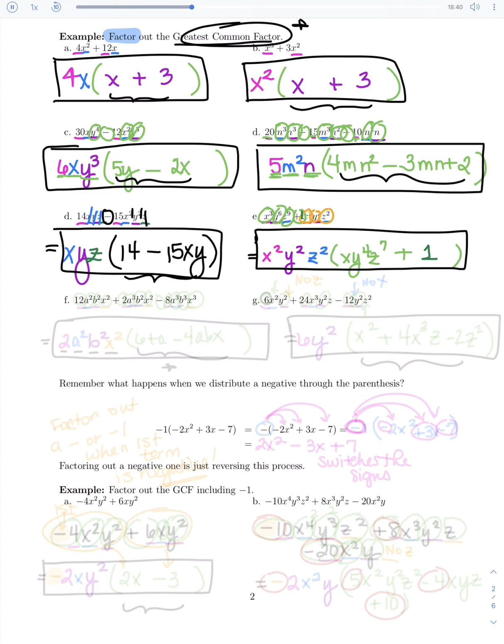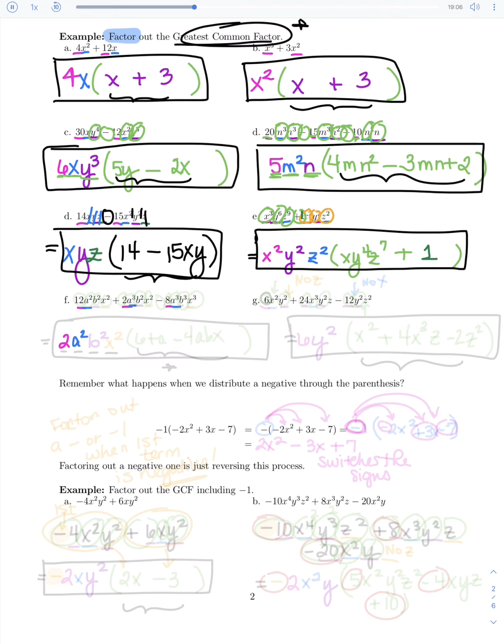In problem F, let's take a look at F, and let's talk about the numbers first. We've got a 12, a 2, and an 8, which are all divisible by 2. So I can factor out a 2 from every piece. Then we've got an a squared, an a cubed, and an a cubed. So all the pieces have at least two a's, so I can pull out an a squared.